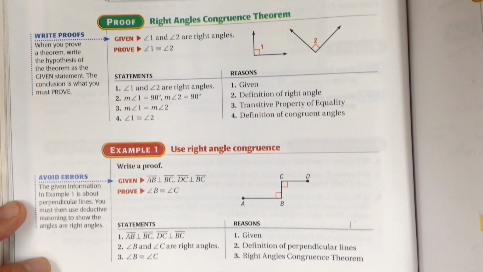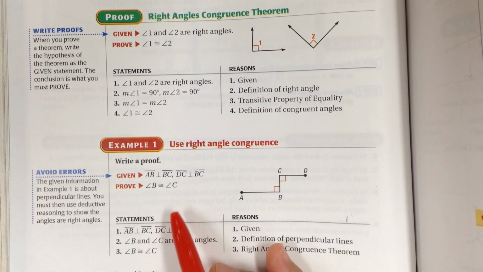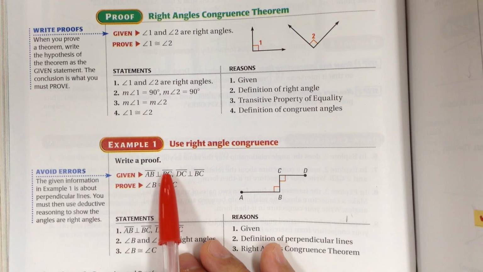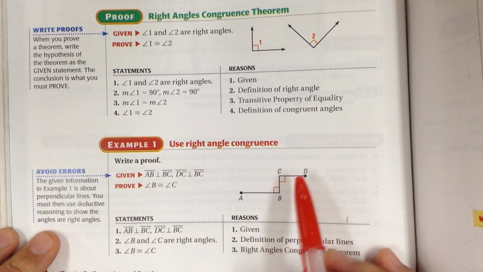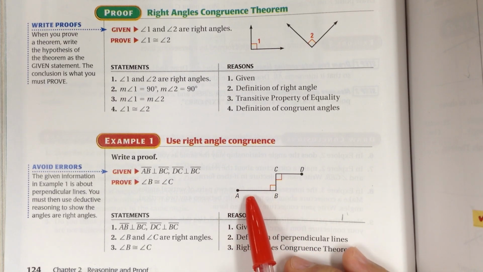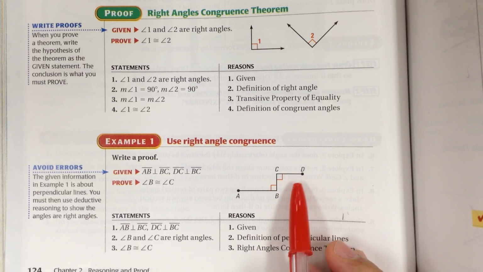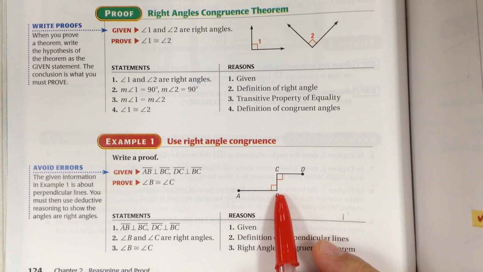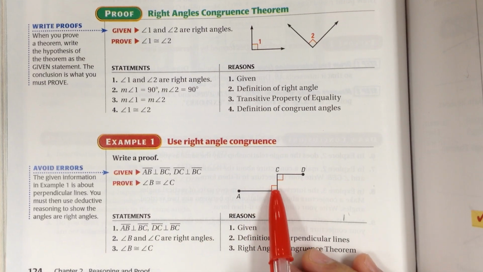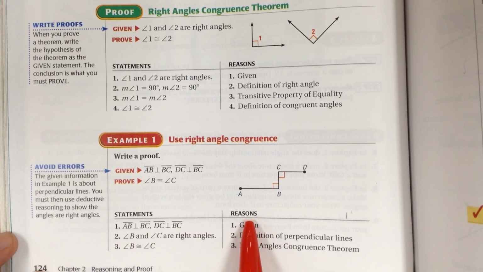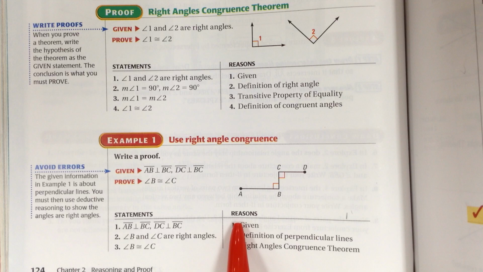Now let's go to example 1. Use the right angle congruence theorem to write a proof. Over here, you have segment AB perpendicular to BC, and CD perpendicular to BC. Both of these are perpendiculars. You want to prove that angle B is congruent to angle C. Again, first you start with the given. It's always a good idea to start with the given. Usually that will give you a good start.